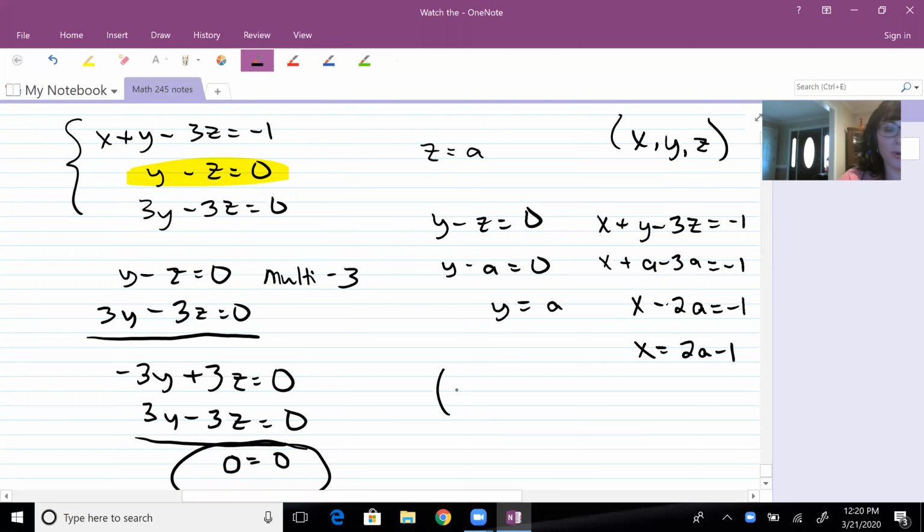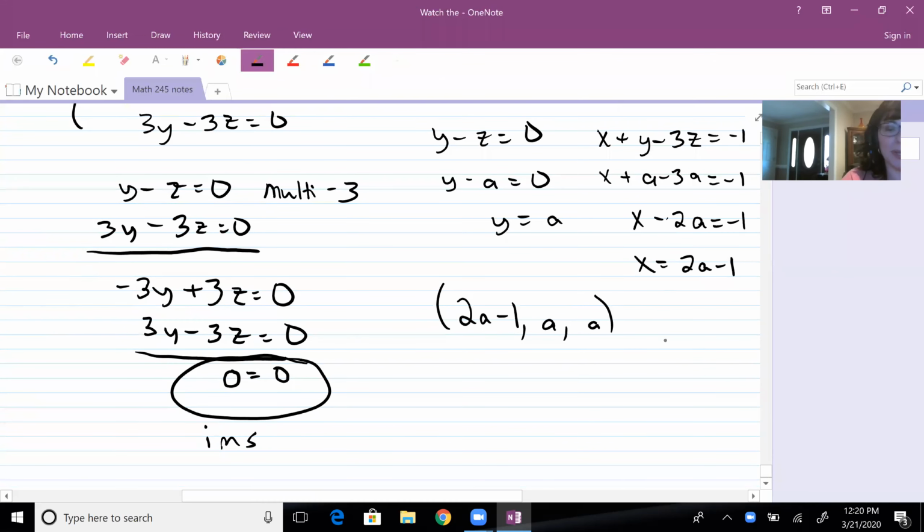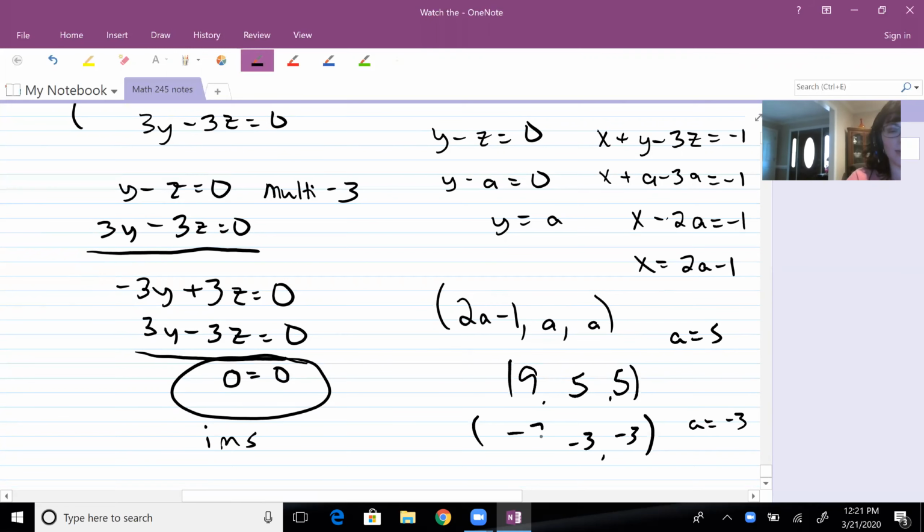So our answer in that ordered triple format is 2a minus 1 for x, a for y, and a for z as well. So anything in this format will be a solution. If I said, okay, let's let a equal 5, so I've got a 5 here, a 5 here, 2 times 5 is 10, 10 minus 1 is 9. So the ordered triple 9, 5, 5 works in the system of equations. If I let a equal -3, that'd be -3, -3, 2 times -3 is -6, minus 1 is -7. So -7, -3, -3 is also a solution.